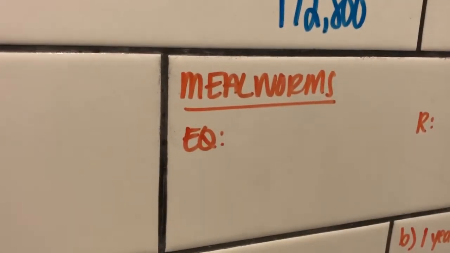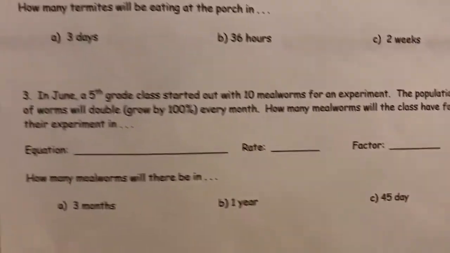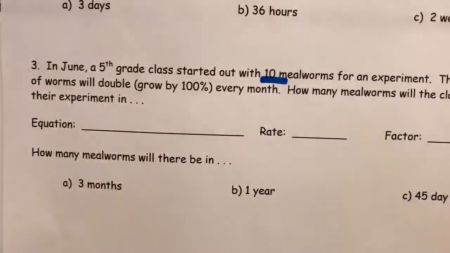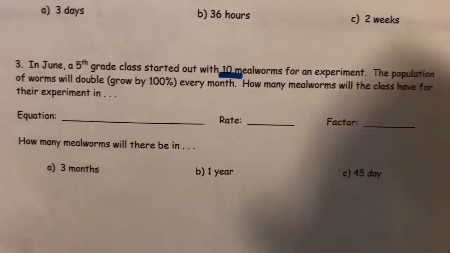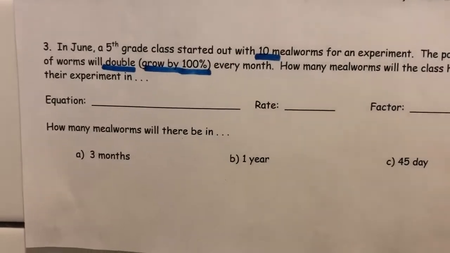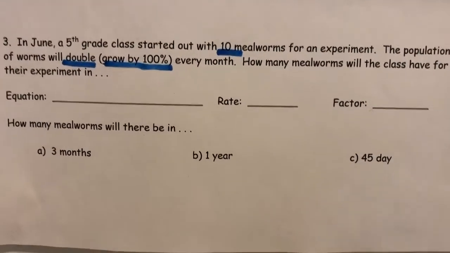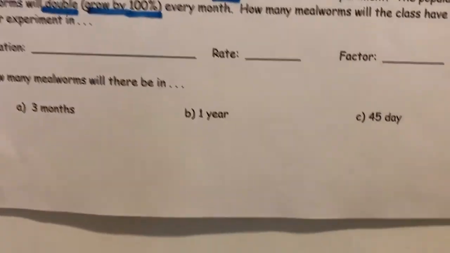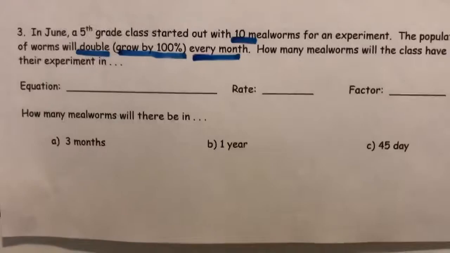It says in June, a 5th grade class started out with 10 mealworms for an experiment. So we're starting out with 10. That's going to be our initial. The population of worms will double, meaning it's growing by 100% every month. How many mealworms will the class have for their experiment in 3 months, 1 year, 45 days? So I'm going to go back and say every month. That's going to be our time that we're looking at.